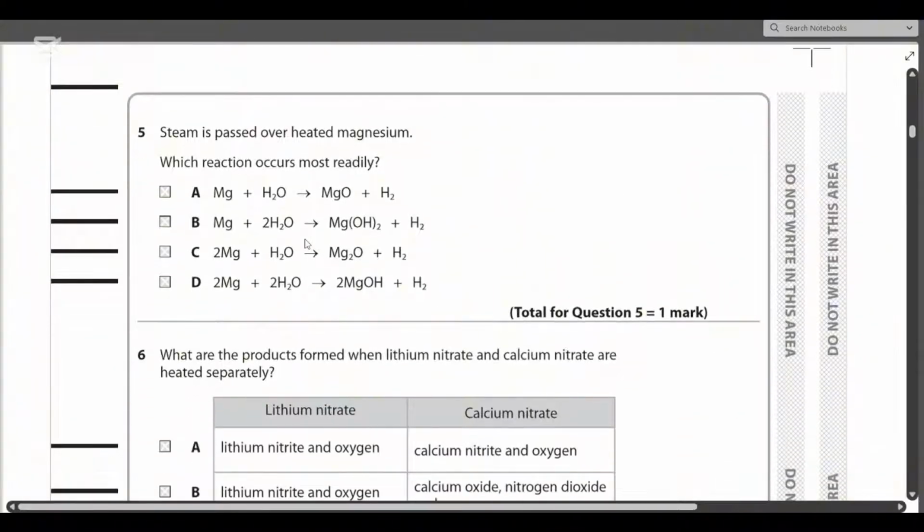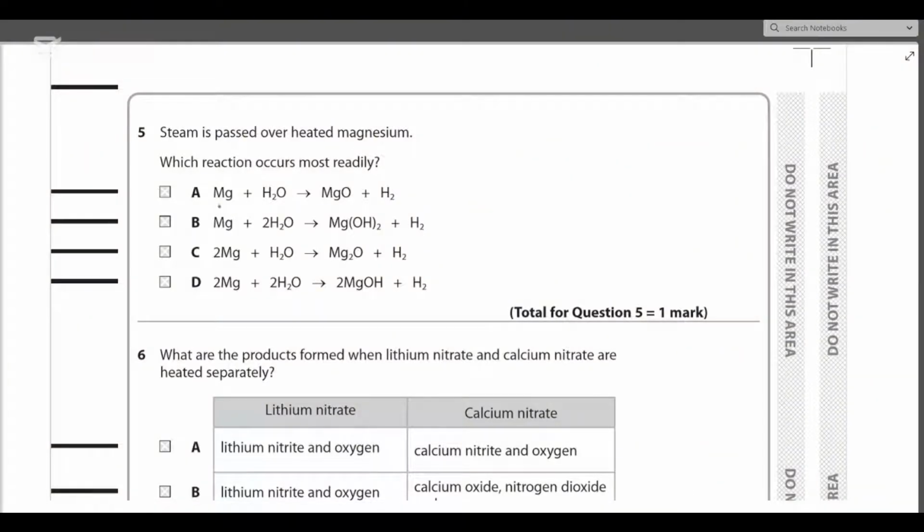Steam is passed over heated magnesium. They asked which reaction occurs most readily. Now, if I talk about option A down here, this seems to be the correct answer, but let's analyze the other options. If I talk about B, magnesium hydroxide is not produced when you heat magnesium with steam, so that is irrelevant.